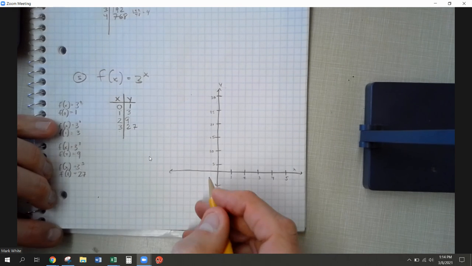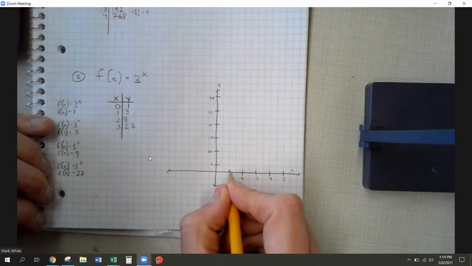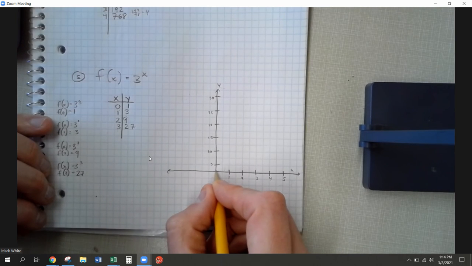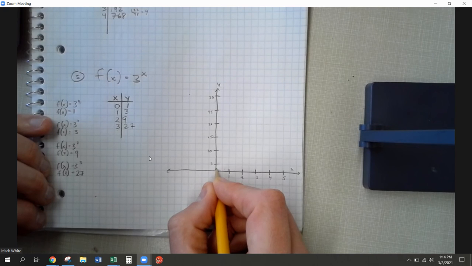I'm just going to plot each point. So 0, 1 would be right about here.